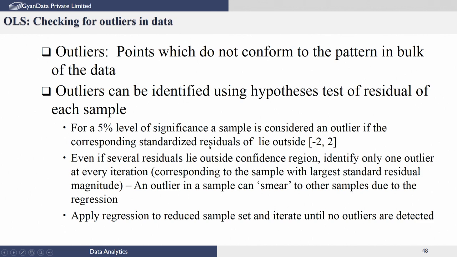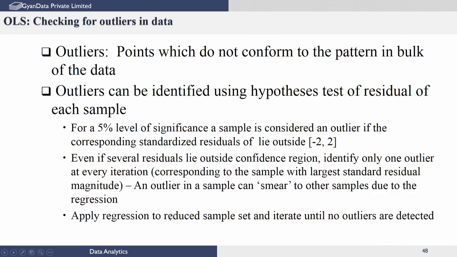The only thing when we do outlier detection is this: the first time we fit a regression and do an outlier detection, we may find several residuals lying outside the -2 to +2, 95% confidence interval, in which case we do not throw all the samples out at the same time. We only throw out the one that is most offending, which is the sample with the largest standardized residual magnitude, furthest away from -2 or +2. That is the one we take and remove. Once we remove that, we again run a regression on the remaining samples, and again run this outlier detection test. So, we remove only one outlier at a time.